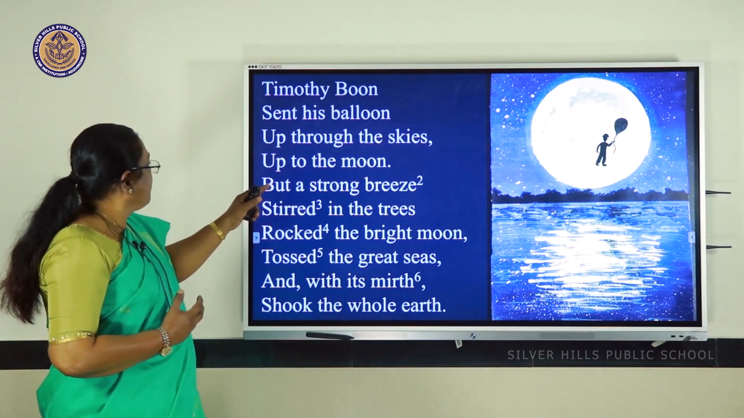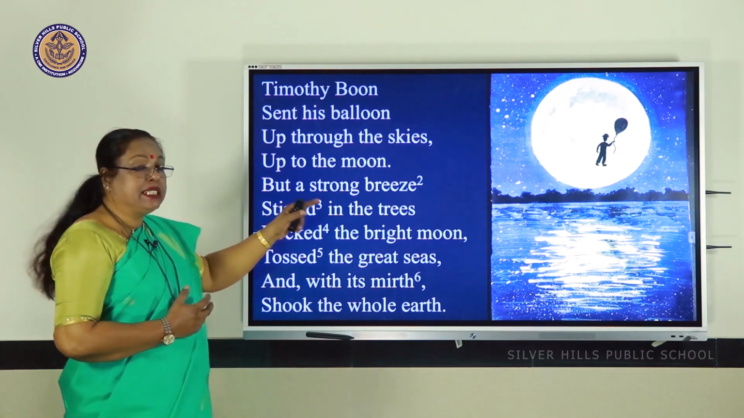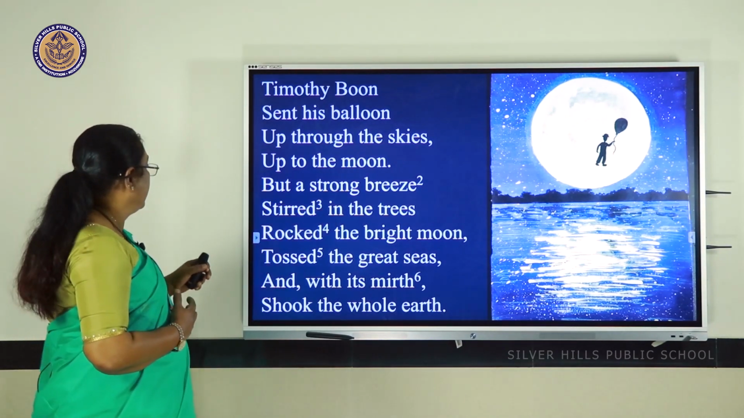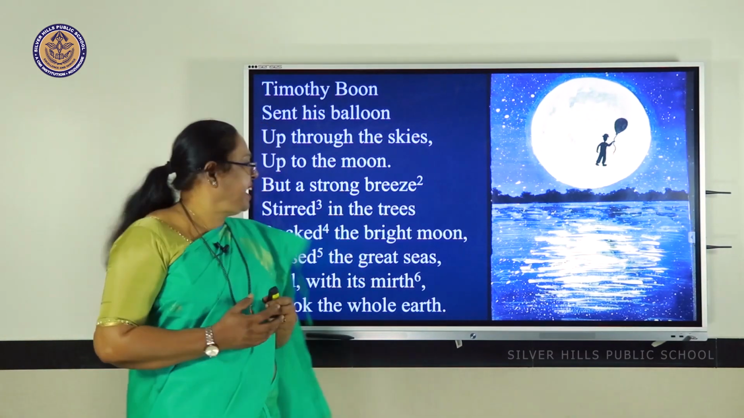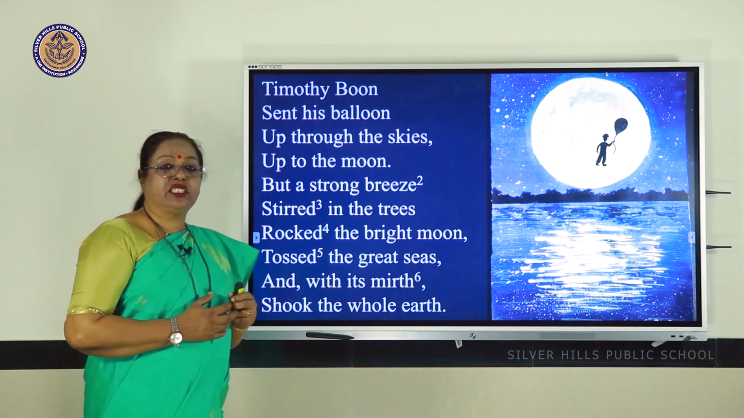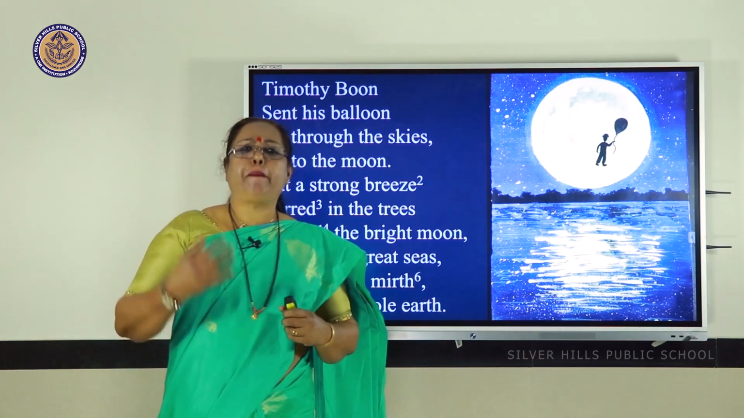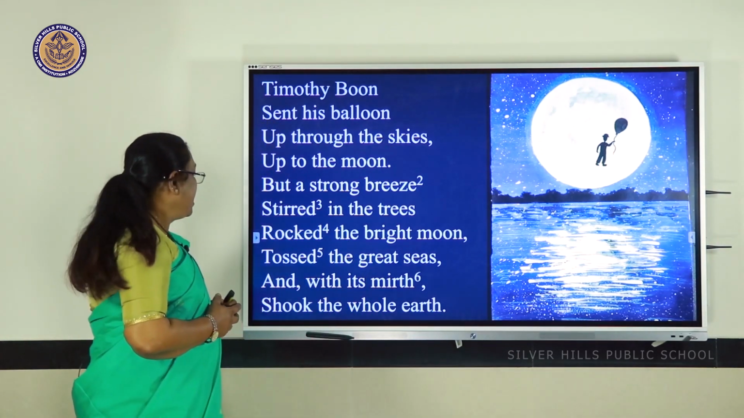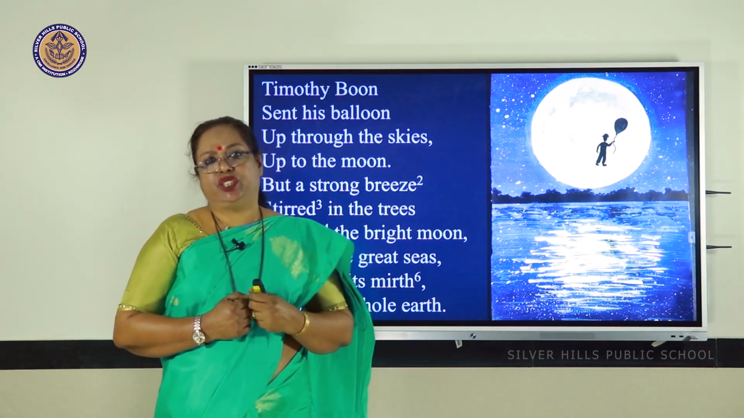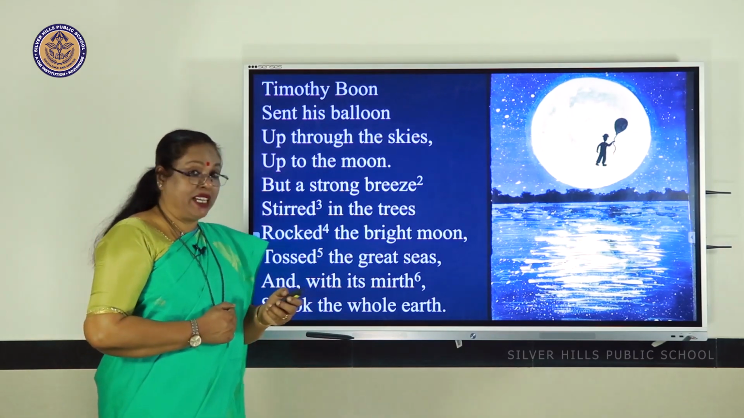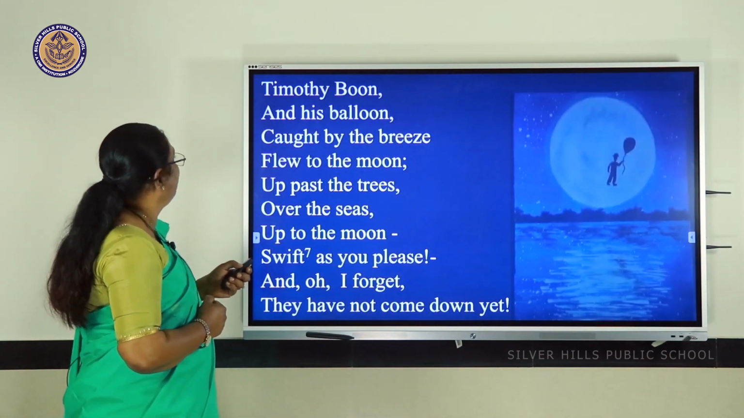Now here we have a few words coming up. Breeze, it's a gentle wind. We have stirred. Stirred means moved. It stirred the trees. It tossed the great seas. It made the trees go up and down. And with its mirth, it shook the whole earth. The whole earth started shaking. Now let us see what has happened in the last stanza.